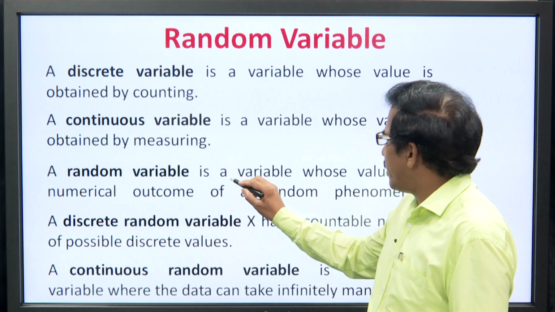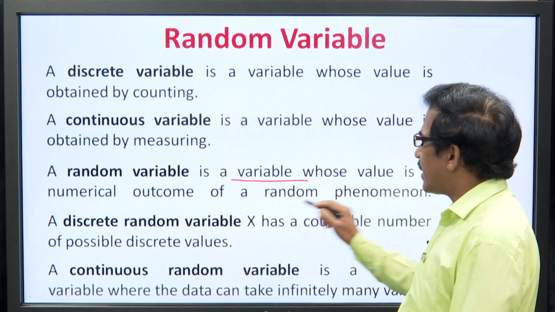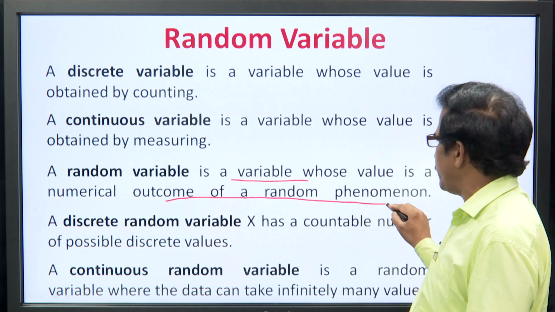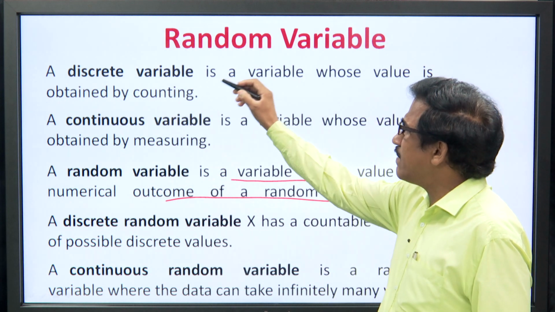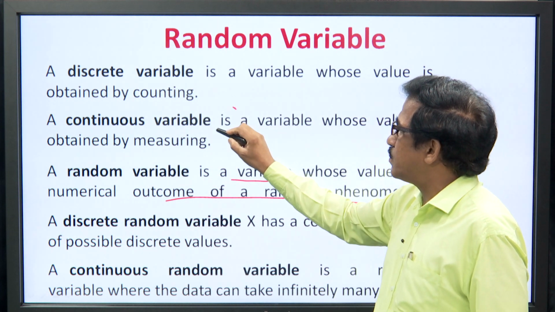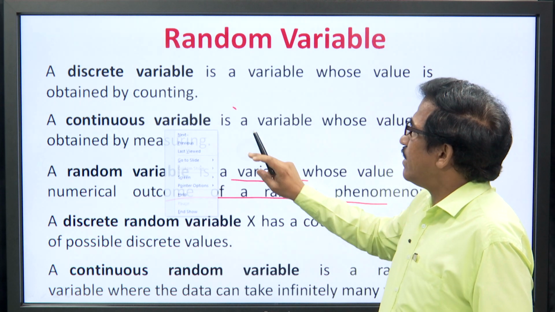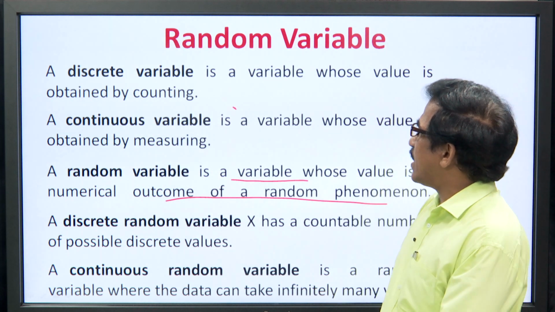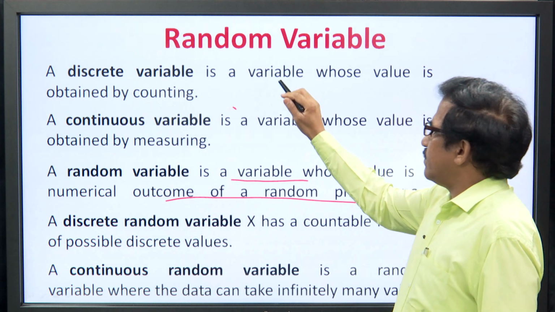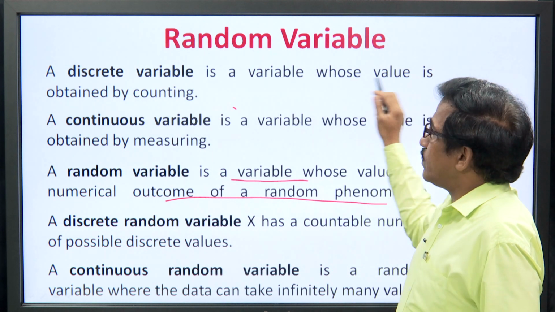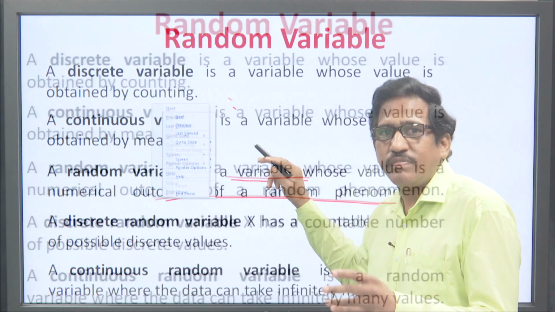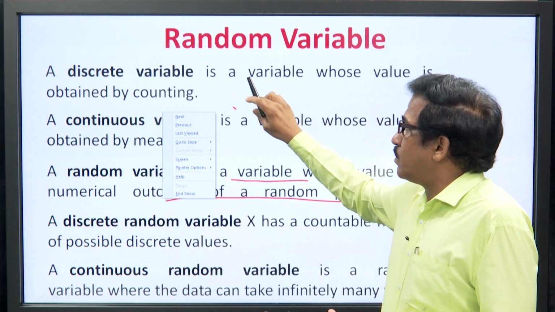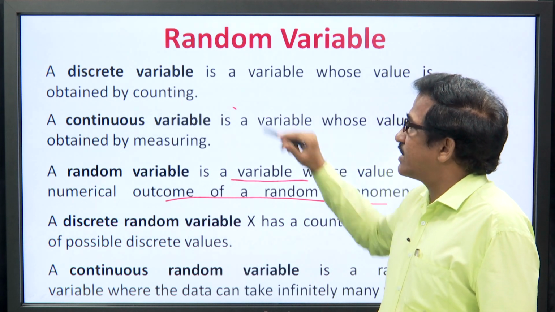A random variable is a variable whose value is the numerical outcome of any random phenomenon. Random variables are of two types. Number 1, discrete variable. Number 2, continuous variable. A variable is known as a discrete variable when it is a random variable whose value is obtained by counting. Counting means when we throw a dice, then one of 1, 2, 3, 4, 5, 6 may occur. So, it is known as a discrete variable.